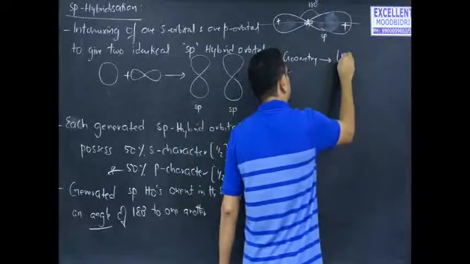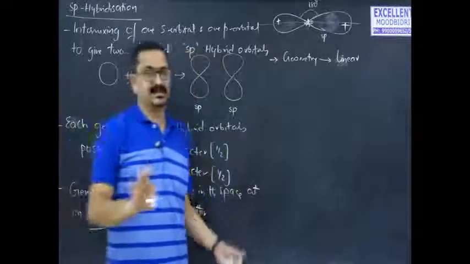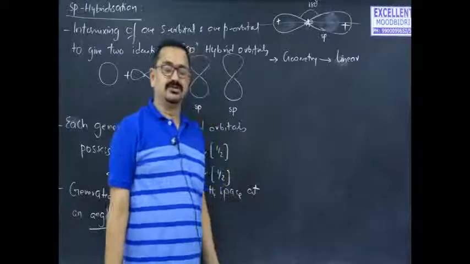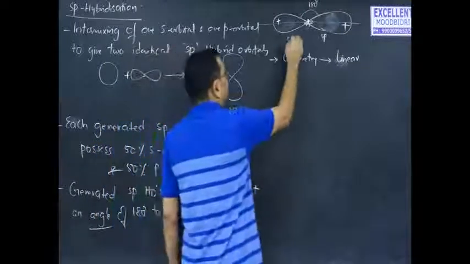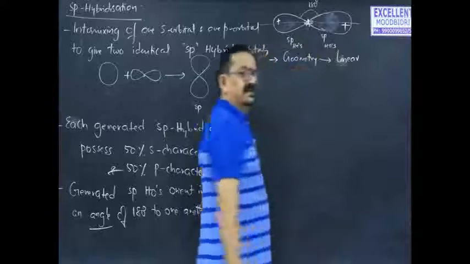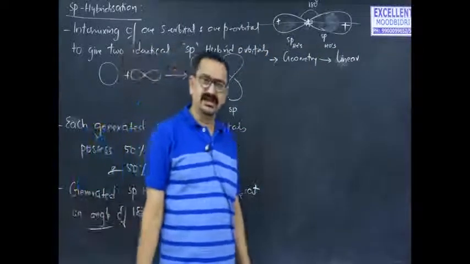Linear geometry. Whenever a central atom shows sp hybridization, the resulting geometry is called linear geometry. Geometry means the generated hybrid orbitals are orienting in which particular directions. That is called geometry. Then what is structure?